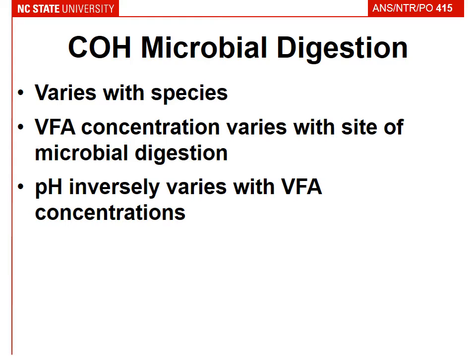And the concentration of the volatile fatty acids varies with the site of microbial digestion. So our foregut fermenters are getting much greater amounts of volatile fatty acids produced compared to our hindguts. Our hindgut fermenters are not as efficient at absorbing all the volatile fatty acids that are produced.